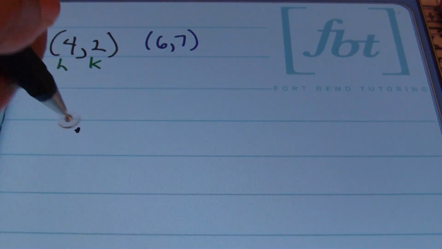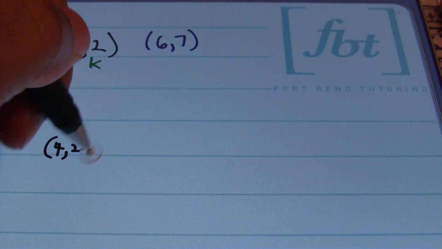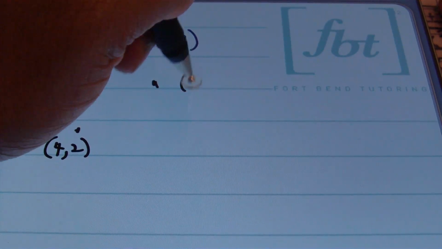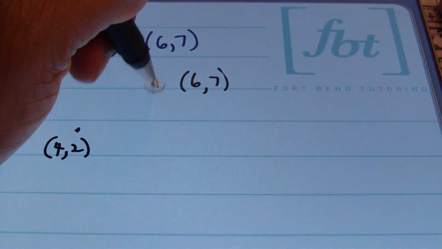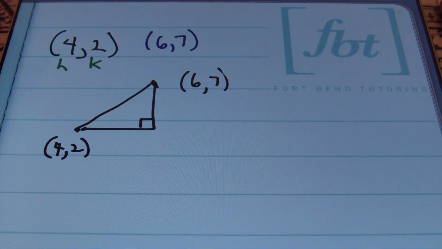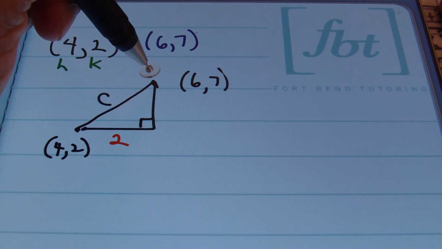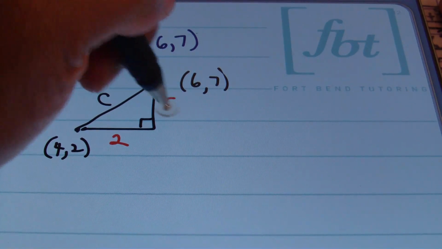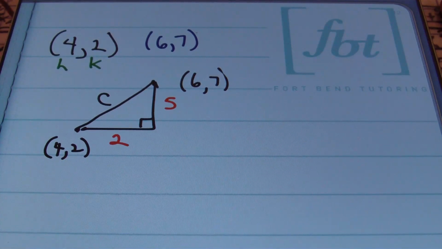So I'll begin by making a point here and calling it 4, 2. And I'll have another point here and I'll make that 6, 7. And I'll be making a right triangle between those 2 points there. All right, so let's find out what the lengths of our legs are, knowing that we're solving for the hypotenuse here, which is going to be the length of our radius. So the distance going across here horizontally is going to be from 4 to 6. So this leg's length is going to be 2. Then moving from 2 to 7, you'll end up with a difference of 5. So the length of this leg is going to be 5.